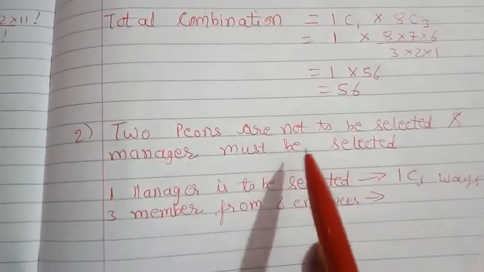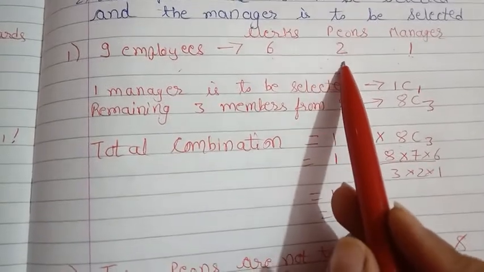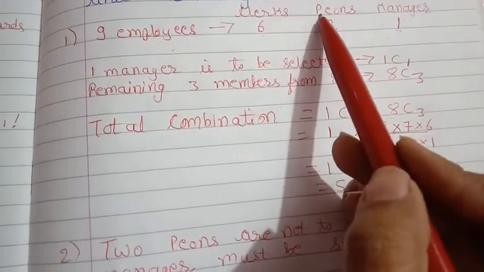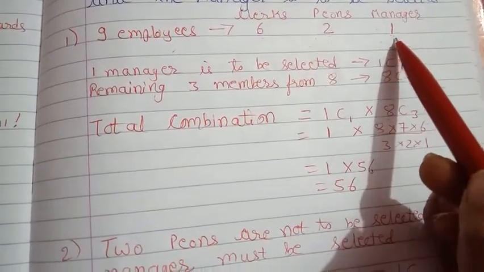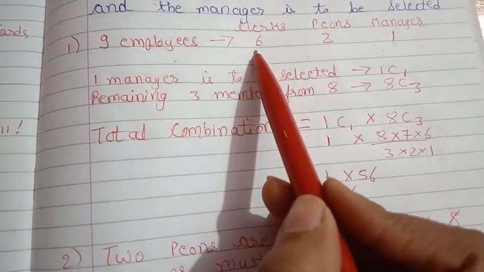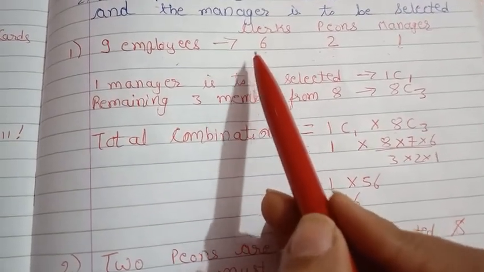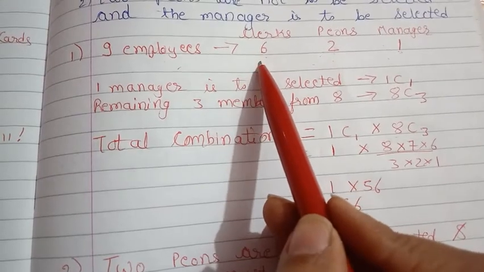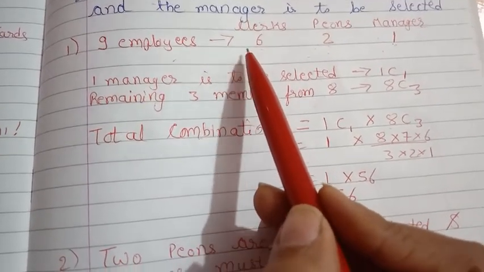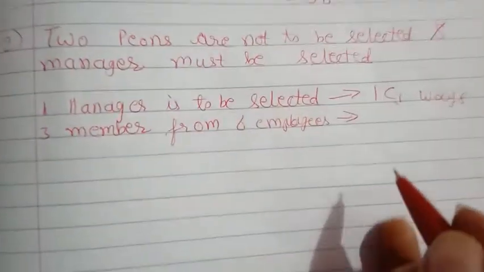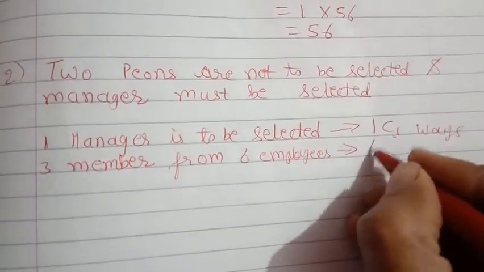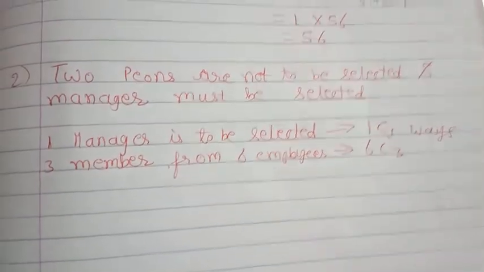Because what they have said, that 2 peons are not to be selected. If 2 peons are not to be selected, we don't have to count these 2 peons, and one manager we are selecting, that is in 1C1 ways. So remaining 3 members of the committee has to be selected from 6 clerks, right? So that can be done in 6C3 ways. So from remaining 6 employees, that can be done in 6C3 ways.